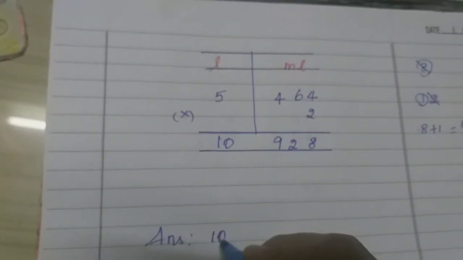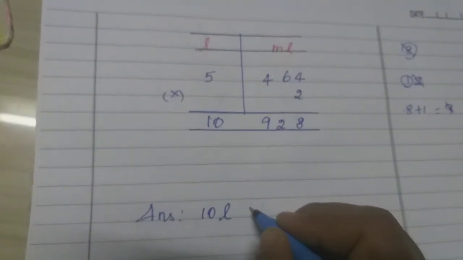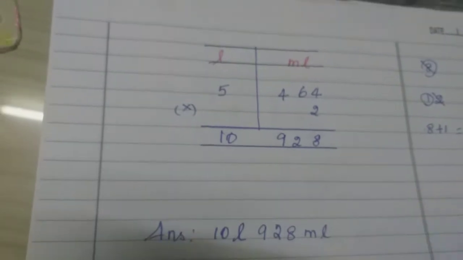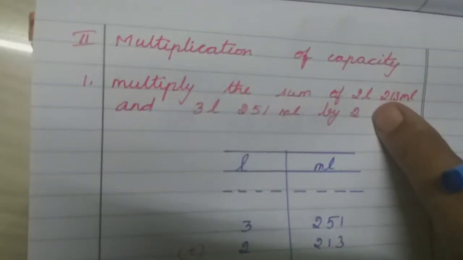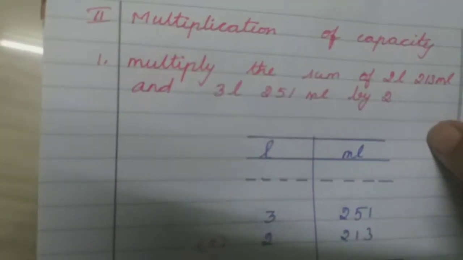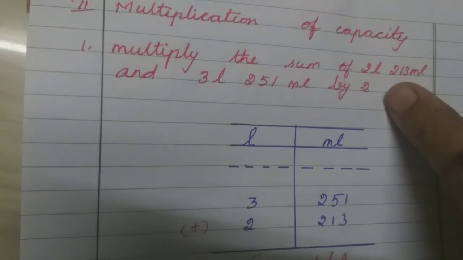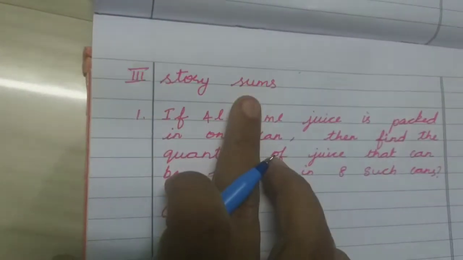You should write in the answer part with the unit also. 10 liter, 928 milliliter. Okay students, first of all you should finish the add, because the sum is given, the sum of, isn't it? So you should do the add. After that find out the answer. You should multiply by 2.